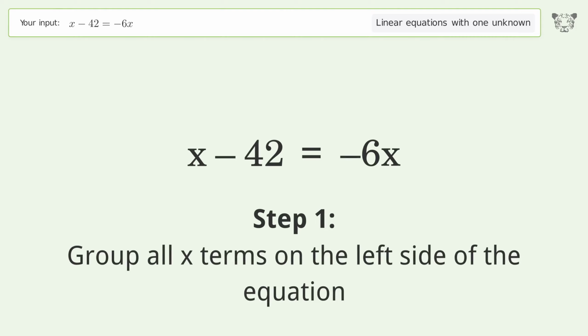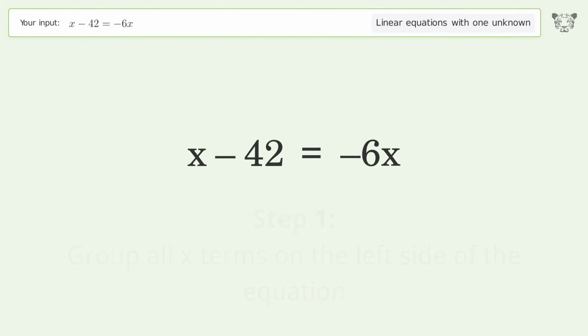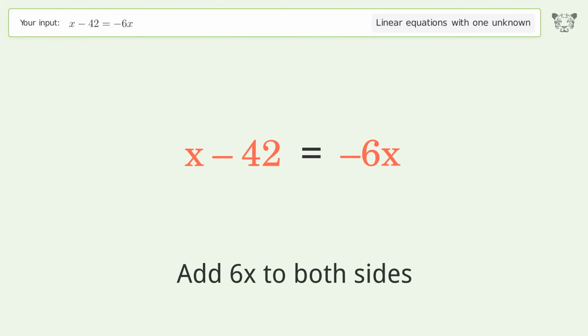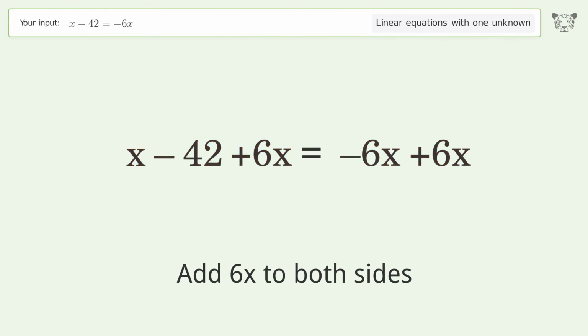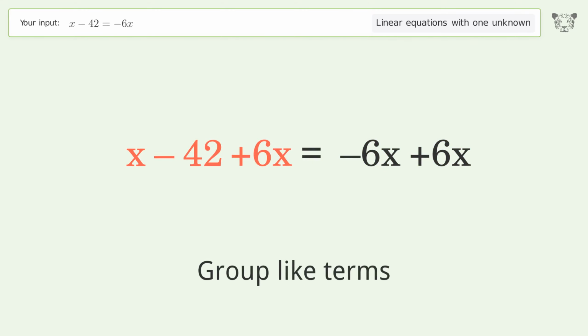Group all x terms on the left side of the equation. Add 6x to both sides. Group like terms. Simplify the arithmetic.